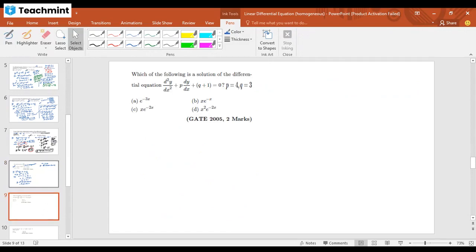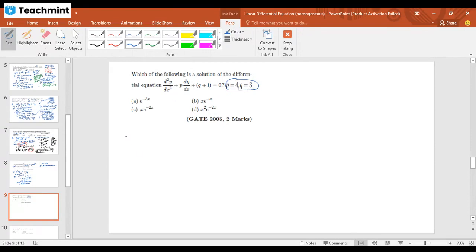Okay, so the question is, we are given a differential equation and we need to identify which of the following is the solution of the differential equation. Here we are given the values of p and q as 4 and 3. Basically, this question is based on 3 different parts. From the first part, we need to identify the values of p and q, and then we use these values in the next part. That part is not related to our topic, so I just skip it. So here we are assuming that the values of p and q are known to us.